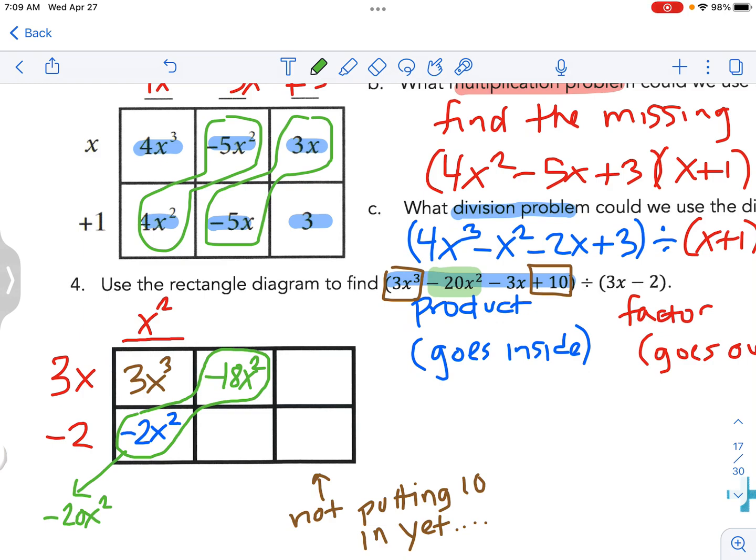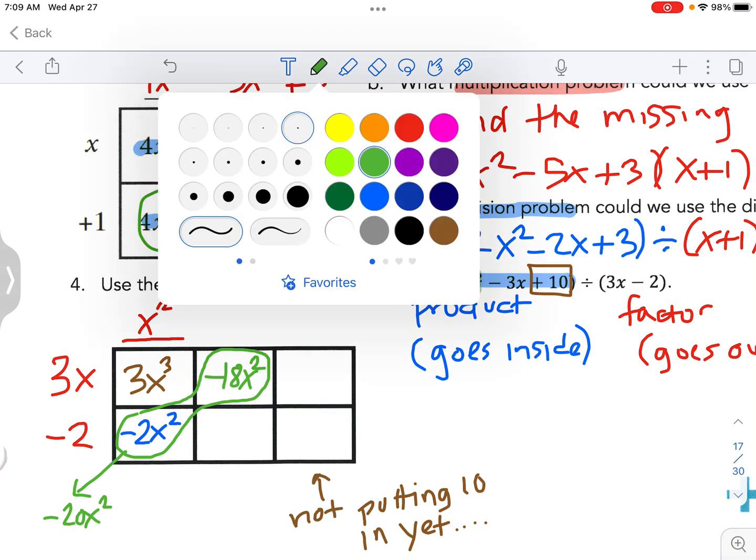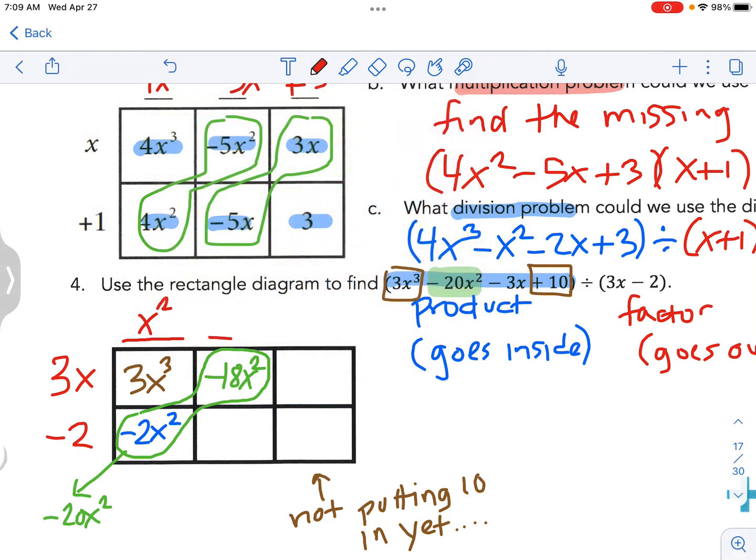And then we start the process all over again, which should sound familiar, right? Because I kept saying that when we did our long division. I have this box, and that's a product, and it's 3x times something. So that something, I've got to make negative 18, so I must need a negative 6x. And now that I have that part of the factor, I can multiply that times negative 2 to get the bottom box. So I have a positive 12x there.